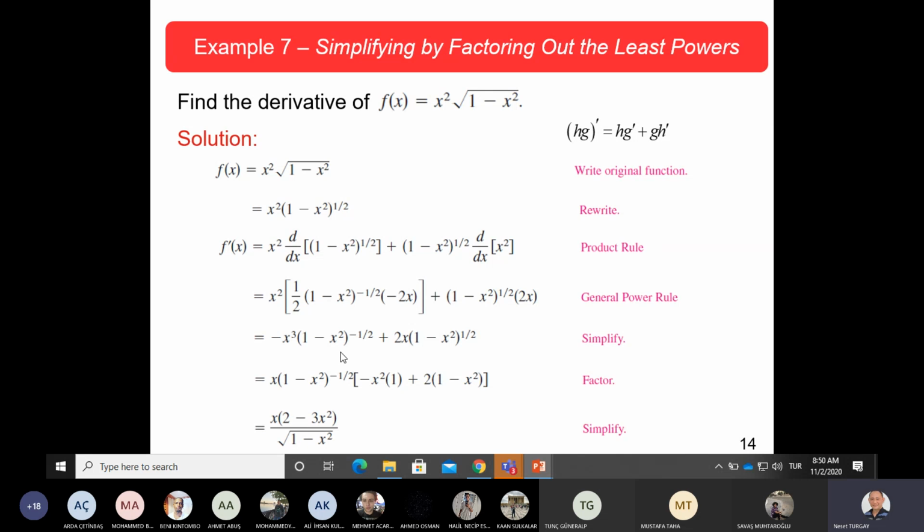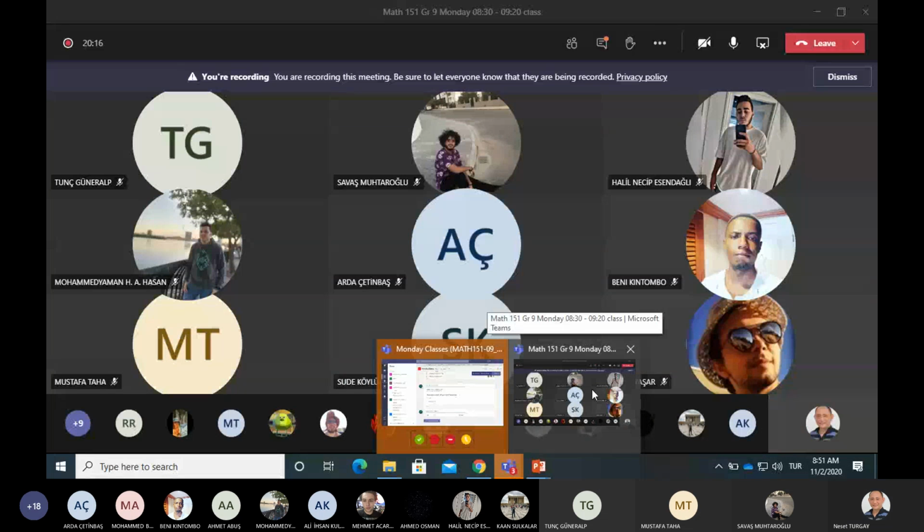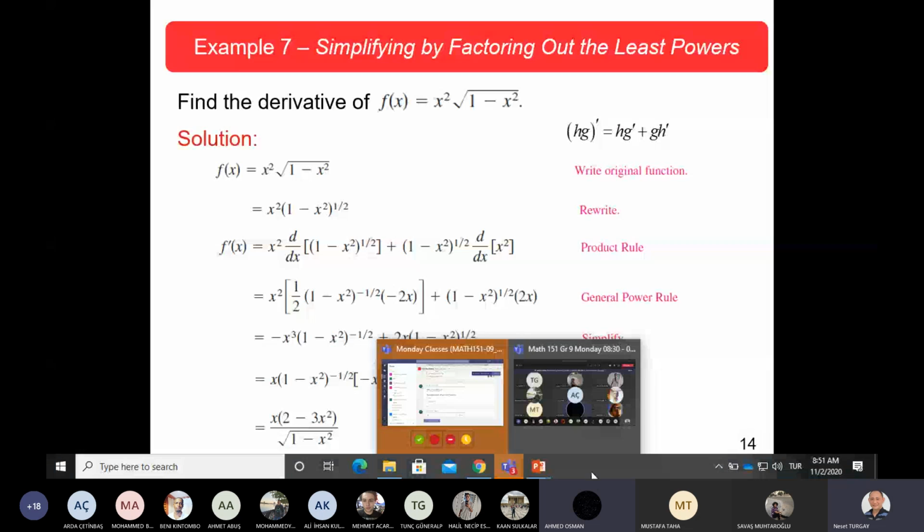These parts are just calculations. You multiply minus x to the power 3 with 1 and this with that, and so on. But did you understand how I calculate this? Do you have any question? No. Okay.